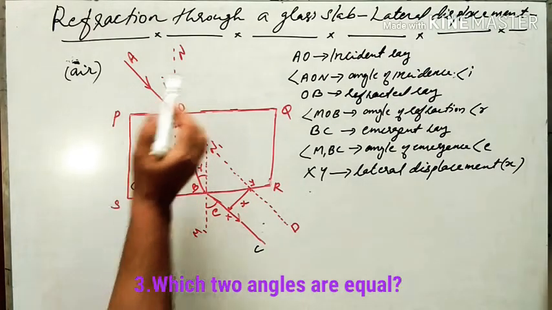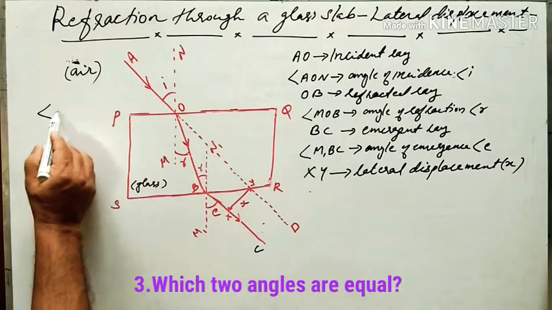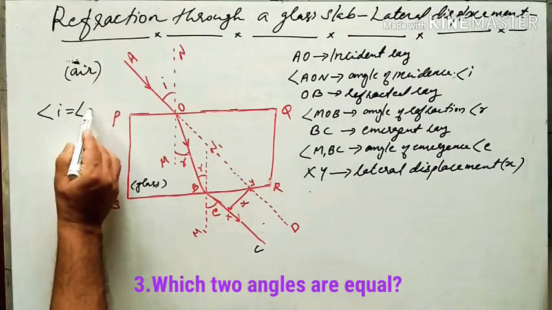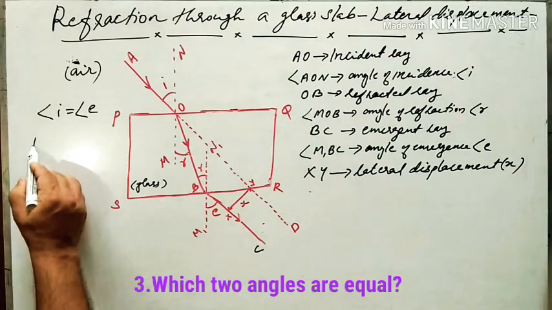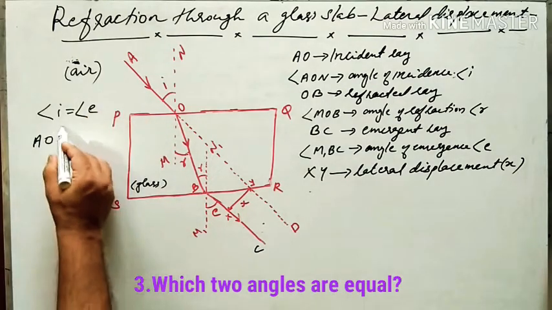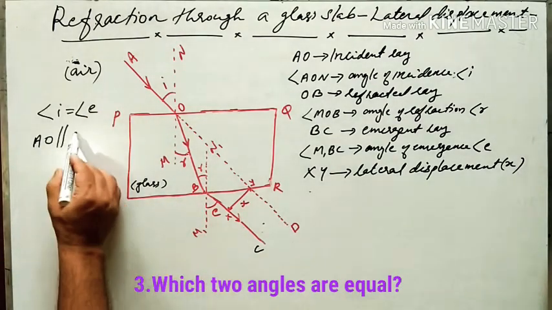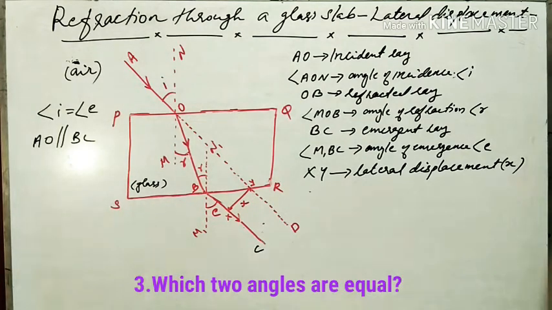So I can write, in case of refraction through a glass slab, angle I must be equal to angle E, such that incident ray AO is parallel to emergent ray BC. Okay, so that is one of the important geometric conditions for the light rays to travel in the same medium. They must be parallel to each other.